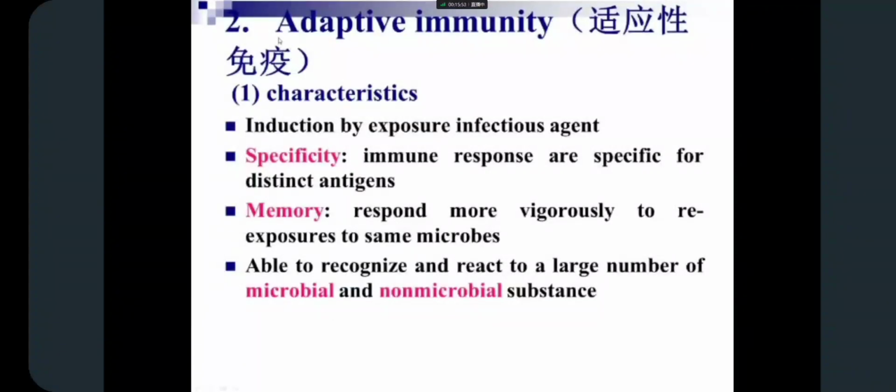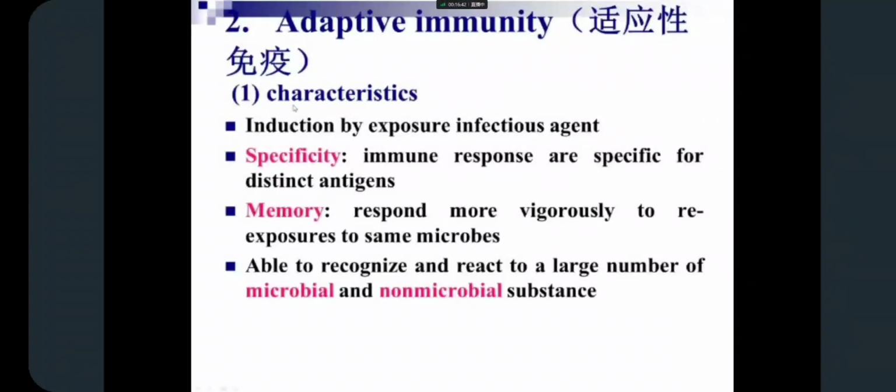Okay, buddy? This is adaptive immunity. Adaptive immunity, in Chinese, 适应性免疫. Okay, so adaptive immunity refers to immunity that is weak or absent on first exposure, but that increases dramatically with subsequent exposures to the same specific pathogens.